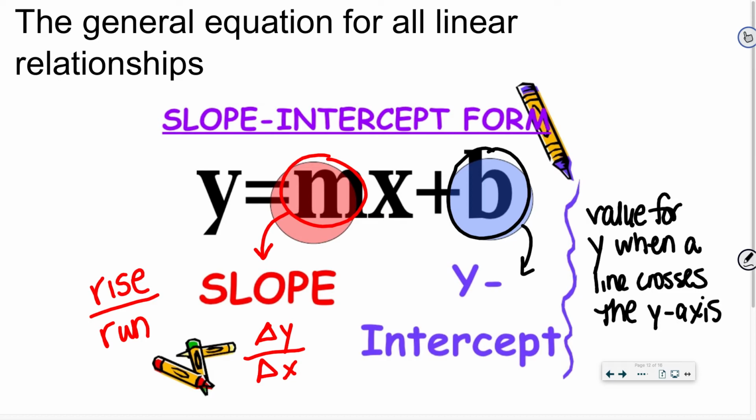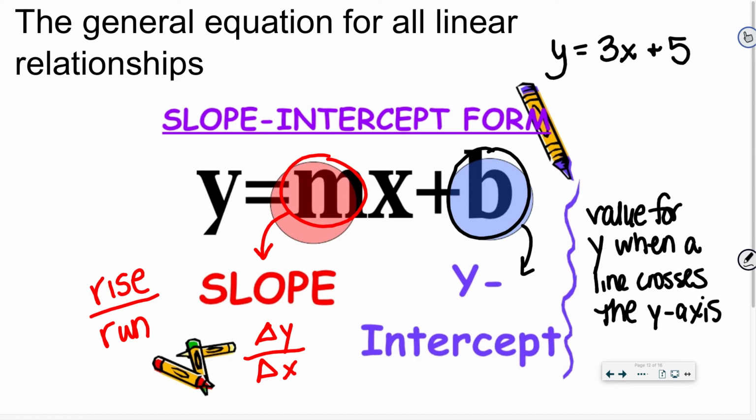Y equals mx plus b. M represents the slope, which is our rise over run, the change in y over the change in x. And the b value represents your y-intercept. So as you're writing, if I had an equation that looked something like this, what's my slope? 3x.